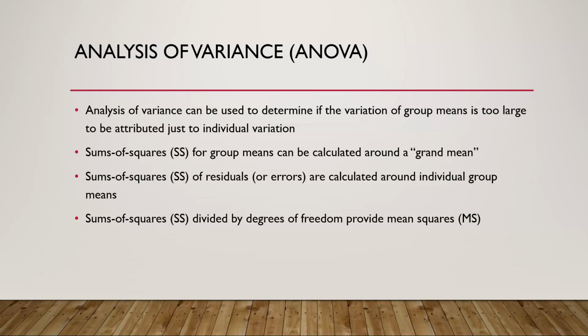Sums of squares for group means can be calculated around a grand mean, and sums of squares of residuals are calculated around individual group means. Then those sums of squares can be divided by degrees of freedom to provide mean squares, which we will talk about in a moment. But let's start with decomposing these sums of squares.